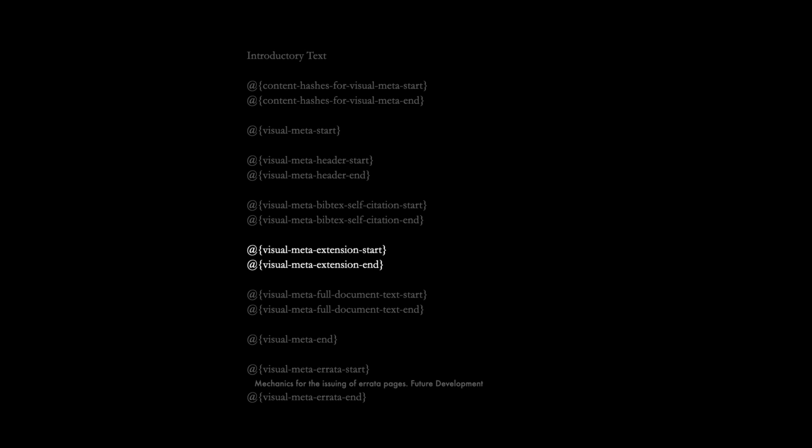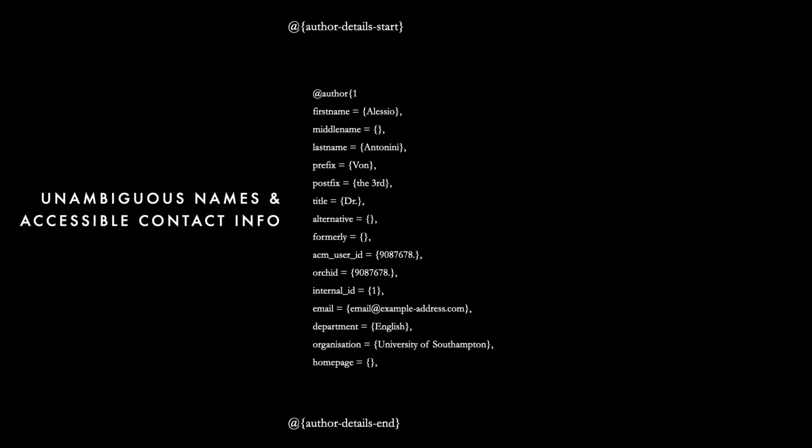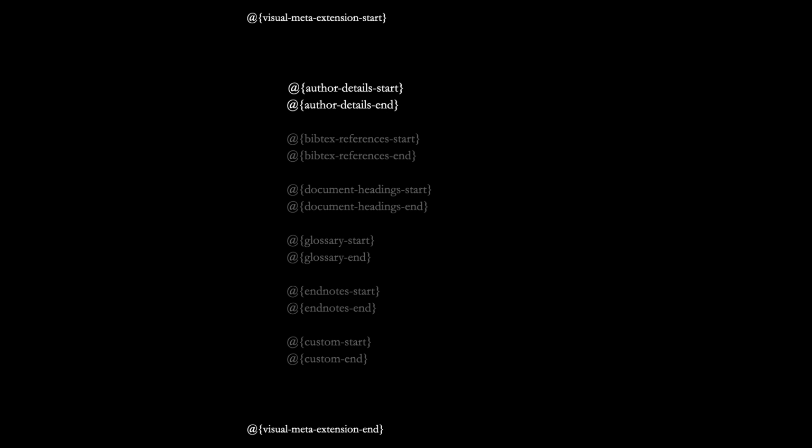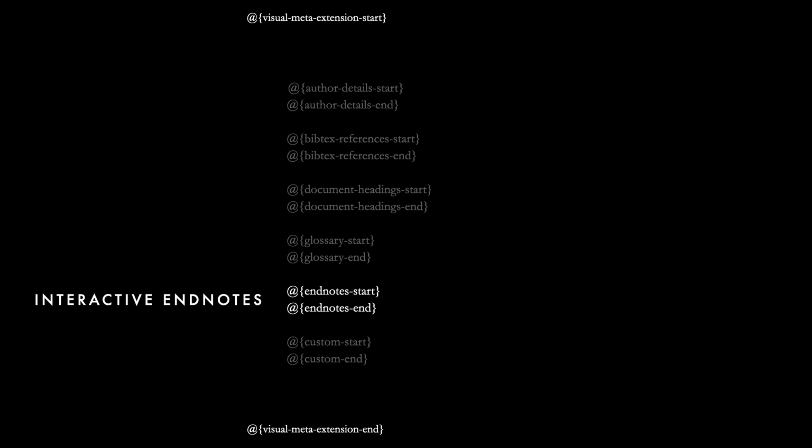We jump down to the extension section and open that to first author details. It provides unambiguous names and accessible contact info for that kind of information that people want to be made aware of, such as email addresses and so on. It can also feature the entire list of references in the document in a structured format for robust citing. It can have the headings to show, which are helpful with folding and finding. It can provide an interactive glossary based on concept mapping while writing. And of course, interactive endnotes.